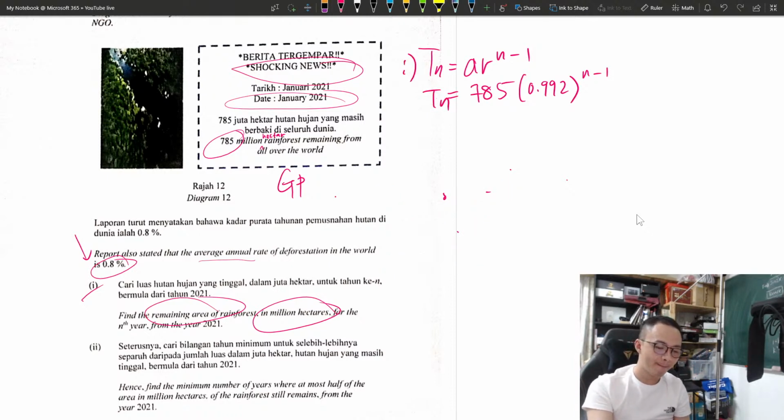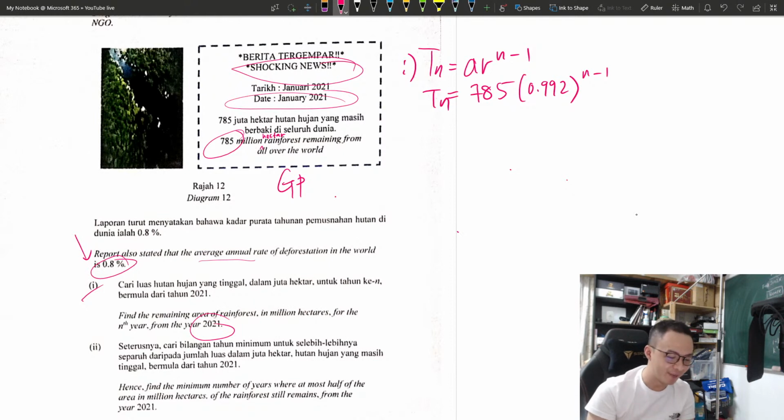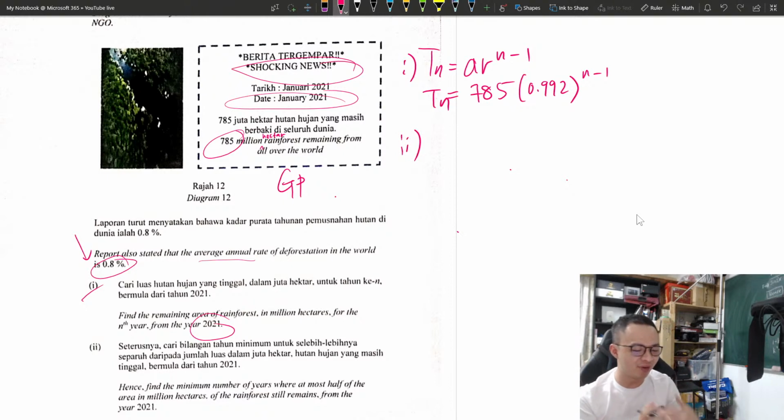Okay, then part 2. Some students might ask, sir, how come the A you use is 785? Because this thing happened in 2021, right? And this shocking news is also 2021, so it's the same year. So I just assume that one is A. Part 2: hence find the minimum number of years where at most, meaning maximum, half of the area in million hectares of the rainforest still remains from the year 2021.